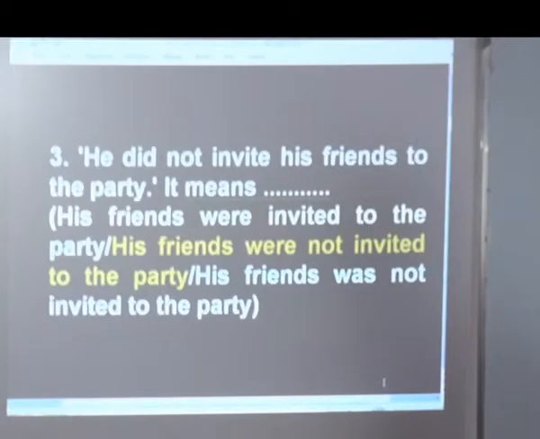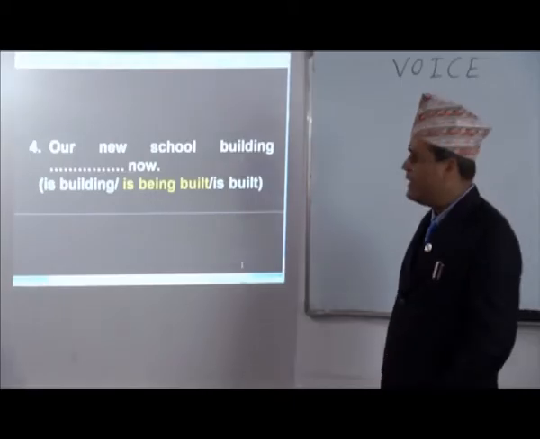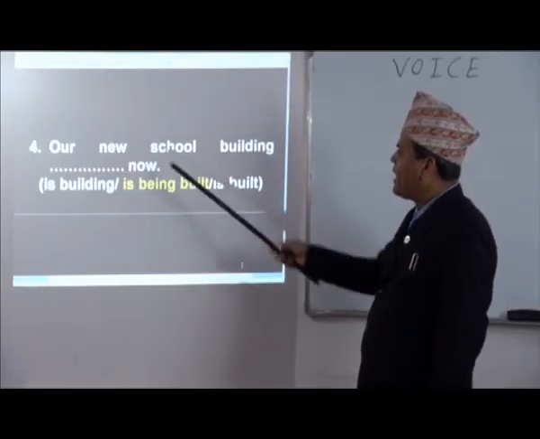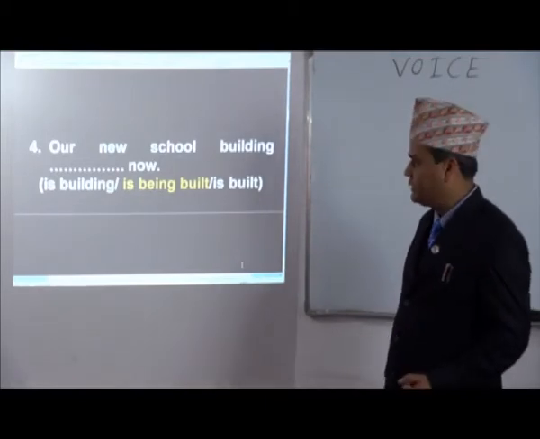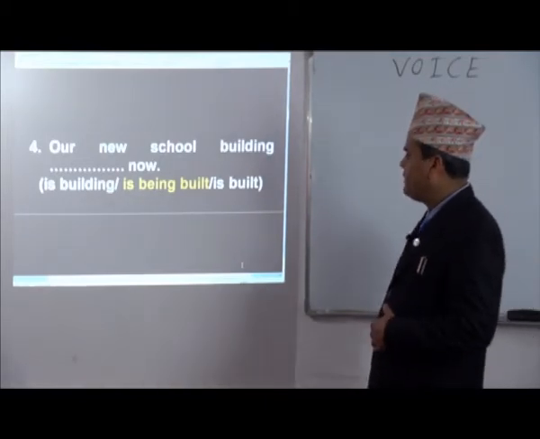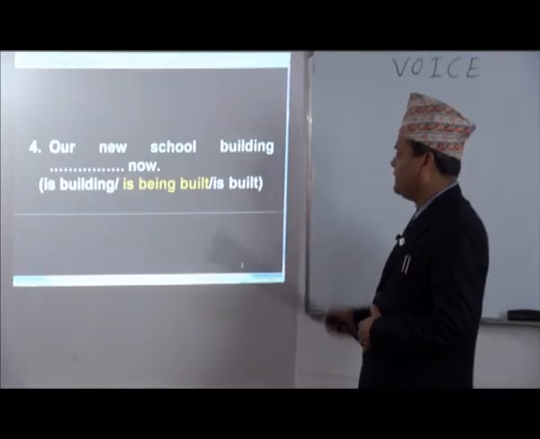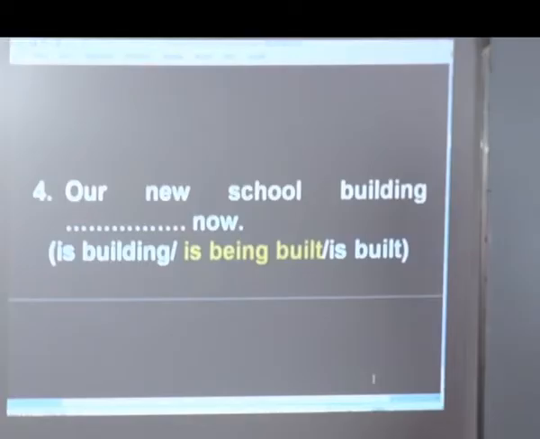Alright, now let's move to number 4. In number 4 we see "our new school building," and here are 3 options: is building, is being built, and is built. In this case, "Our new school building is being built."